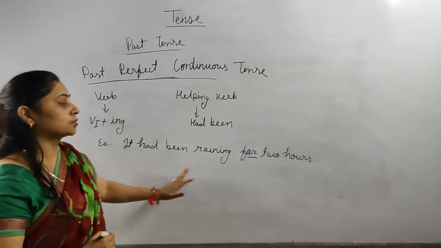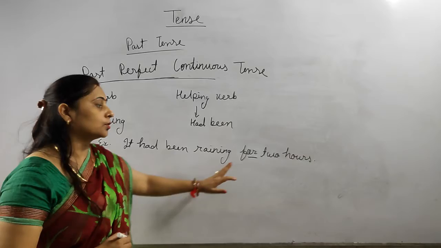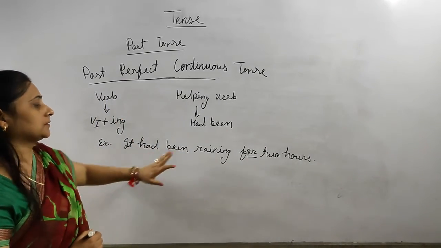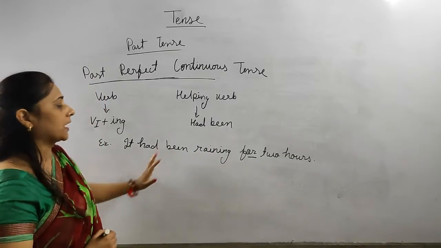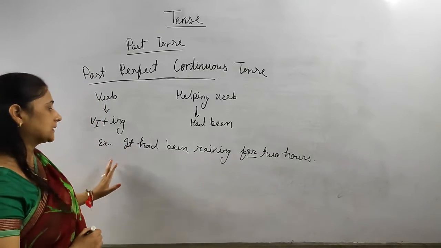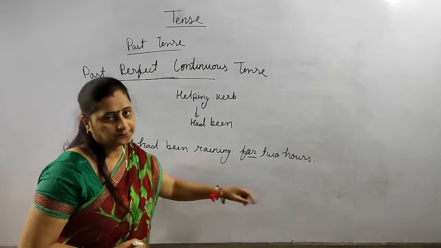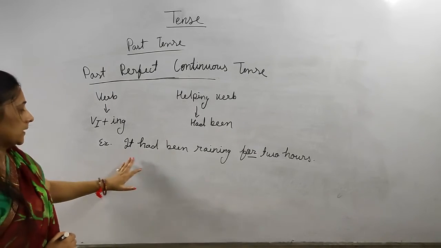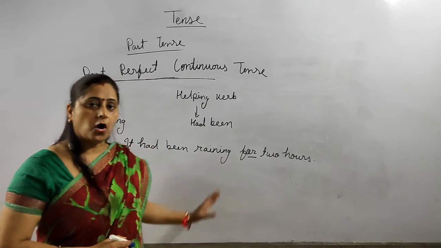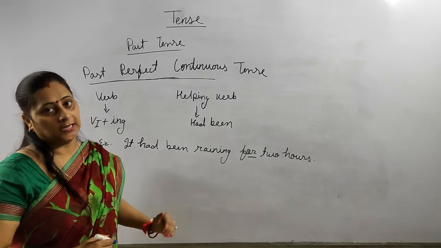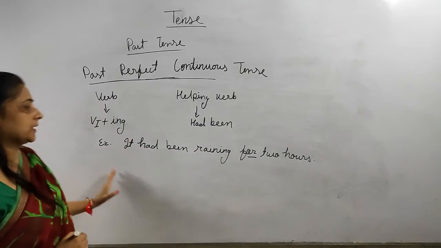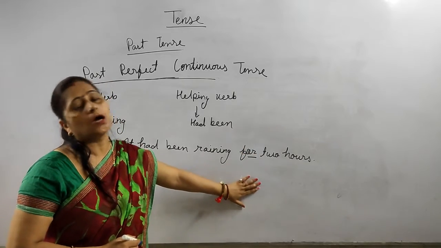It can be 10 to 12 o'clock, or any time can be given, not showing the exact times. That's why for showing 2 hours we will use for. For showing exact time we will use since. Like since morning. It had been raining since morning, because morning is the exact time of the day. So for showing the exact time we will use since, and for showing the period of time we will use for.